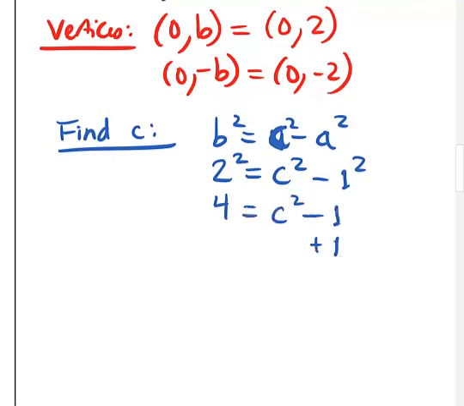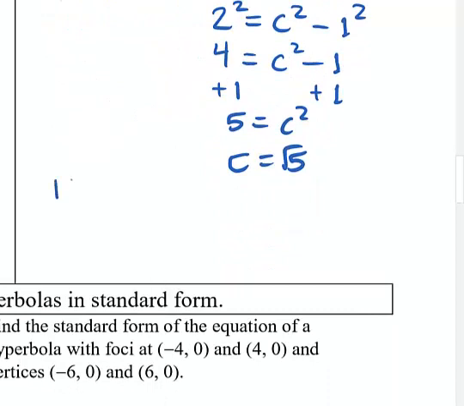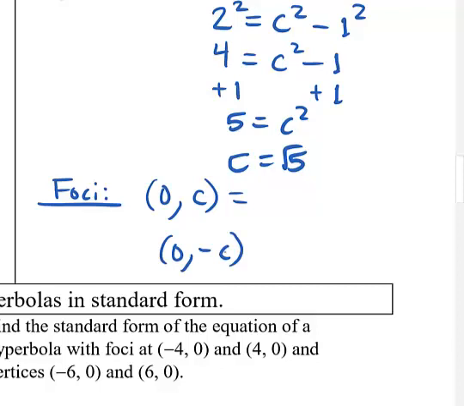Why does this look familiar too? Move the 1 over. C squared is 5. That means c is the square root of 5. All right, and then again we said our foci, with the horizontal type, were c, comma 0, negative c, comma 0. Now the c is in the y coordinate. So it'll be 0 comma c, 0 comma negative c, 0 comma square root of 5, and 0 comma negative square root of 5.